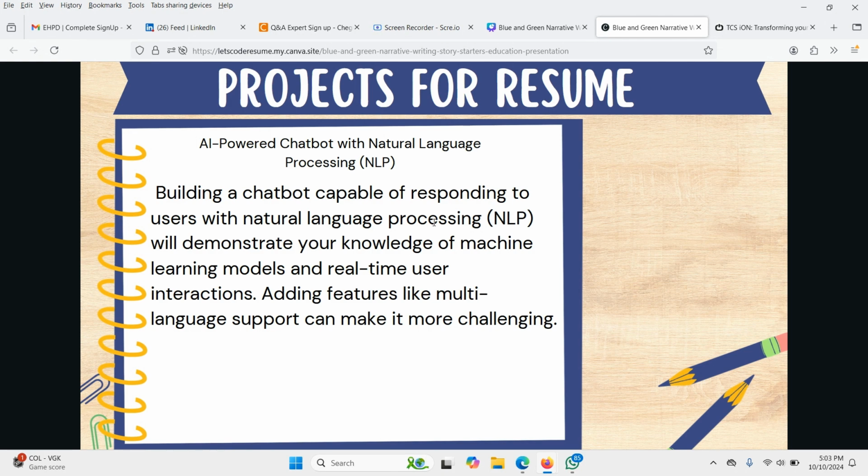So, if you are able to make a chatbot that is capable of responding to users with natural language processing, it will demonstrate your knowledge of machine learning models and real-time user interaction. And adding a feature like multi-language support can make it more challenging. But if the project is more challenging, the interviewer might be impressed by your projects, and that will be a plus point for you, because if the interviewer finds that you are so capable, hardworking, and smart enough to learn the technologies, the interviewer will take you into the company.